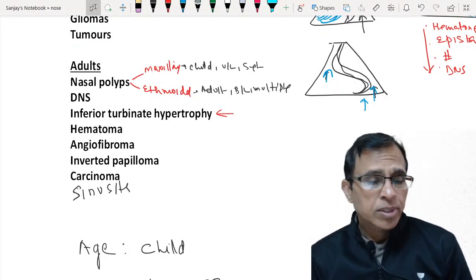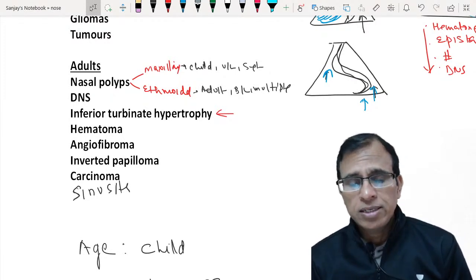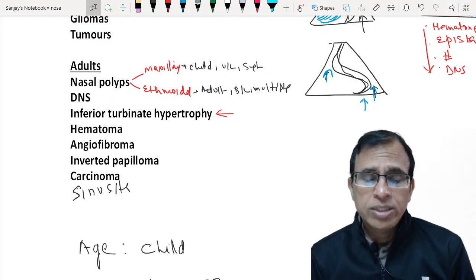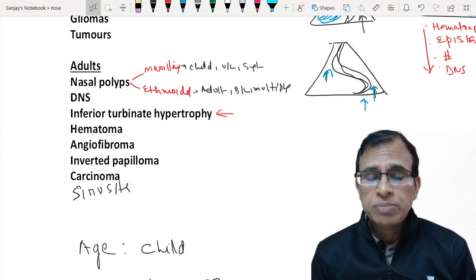So that's the problem. DNS in adults is very similar to the DNS in children, as I said, but I also told you that DNS in adults is more common because when we are born, the septum is still growing.